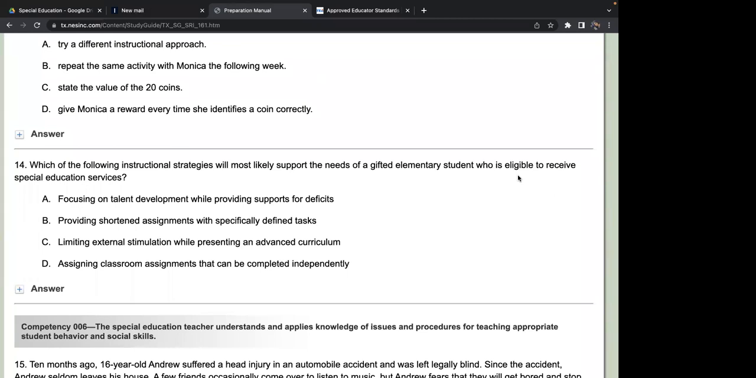Now, what's important from your question scenario for you to pay attention to? What grade level are we talking about? Elementary. Right. And so are you going to be limiting external stimulation while presenting an advanced curriculum in elementary for gifted students? No. Probably not. Remember, we want to best support the needs. Which one is most supportive in language?